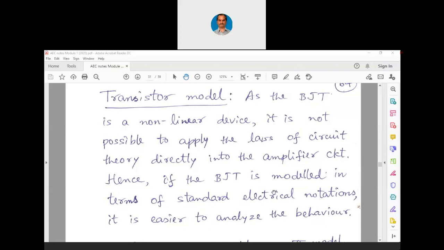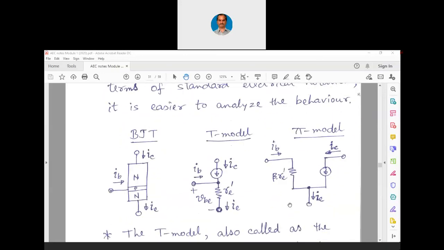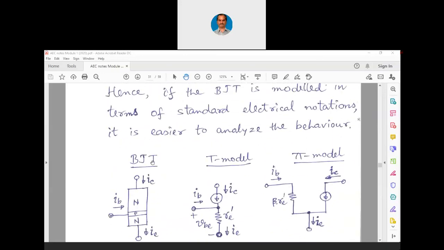So if the BJT is modeled in terms of the standard electrical notations, it is easier to analyze the behavior. Now look at this model. You are able to see this model now. BJT is made up of emitter, base, collector, and I have written the accurate diagram now.